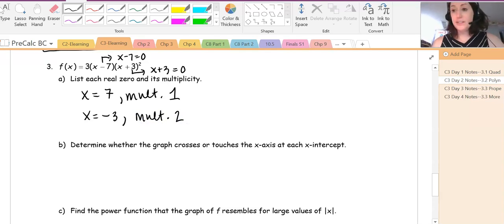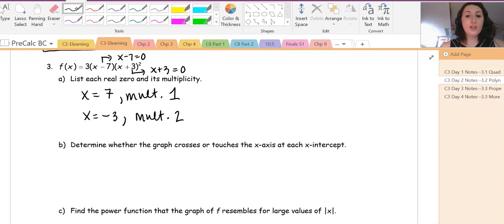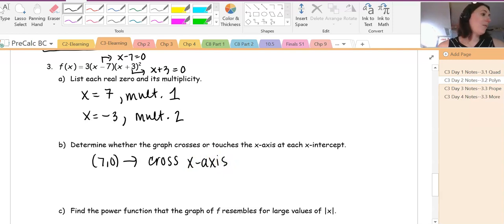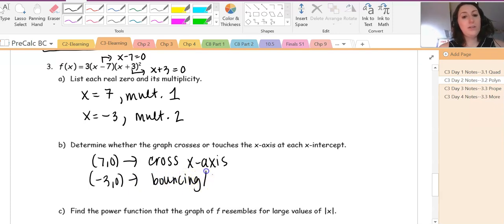All right, so overall, this is a degree 3 graph. So we would expect it to look something like this, which is a cubic. Okay. Determine whether the graph crosses or touches the x-axis at each x-intercept. Well, it's at 7, 0. Because it's a multiplicity of 1, that means we are going to be crossing, or going through the x-axis. And at -3, 0, because we're a multiplicity of 2, we're going to be bouncing, or you could say touching, the x-axis.